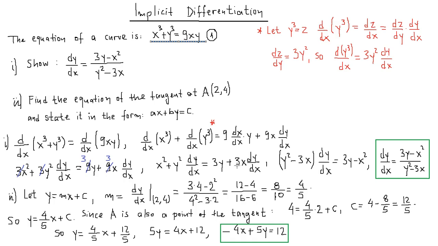Rearranging the terms of the last expression and taking the derivative as a common factor of these two terms, y squared and 3x, we have y squared minus 3x in brackets times dy upon dx equals 3y minus x squared. And finally we solve for the derivative dy upon dx, and it becomes 3y minus x squared over y squared minus 3x, and the proof is complete.